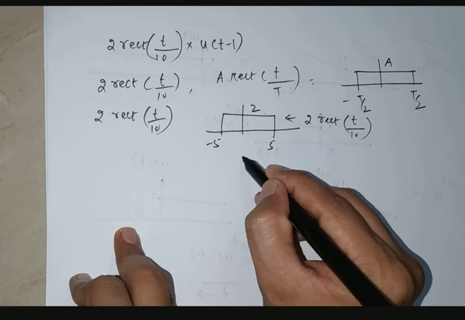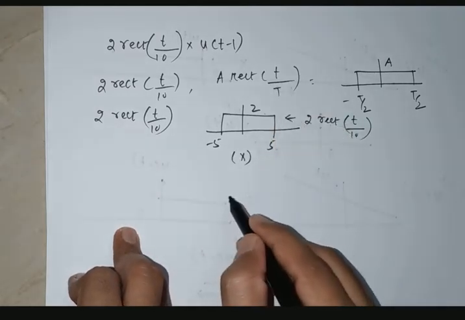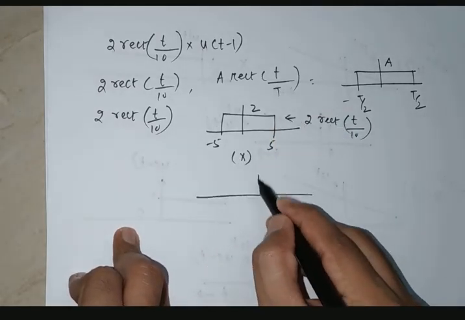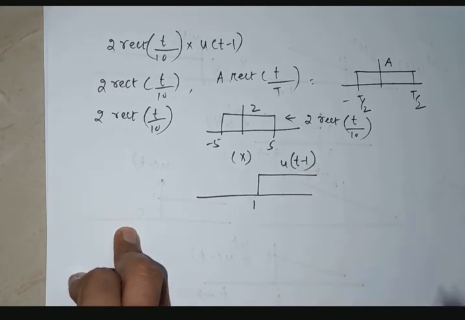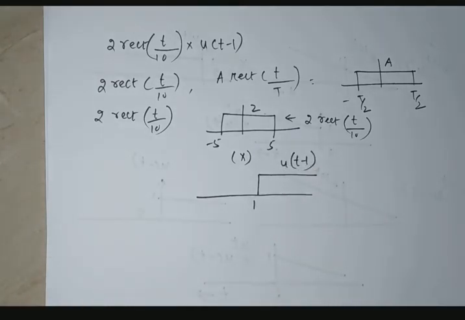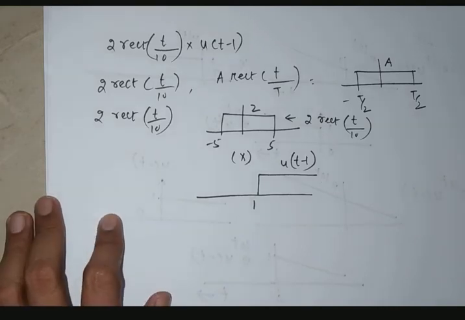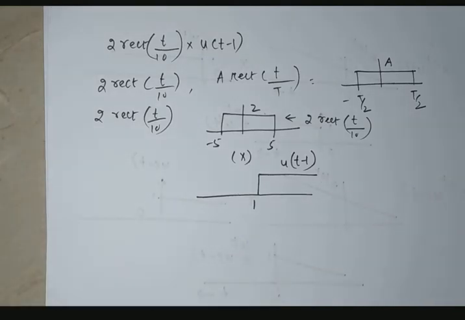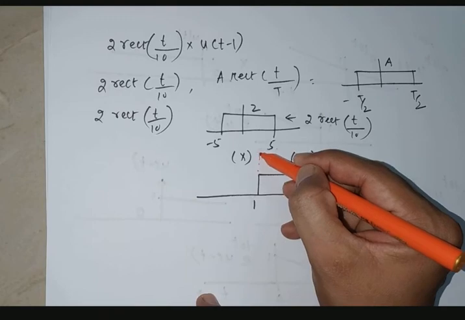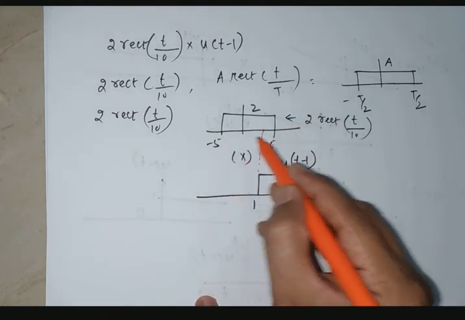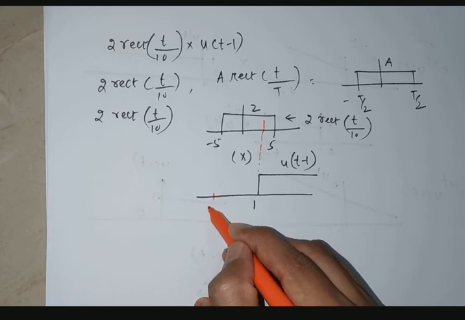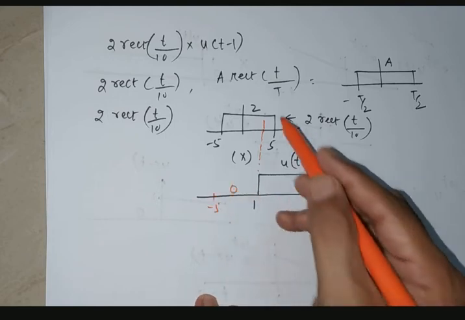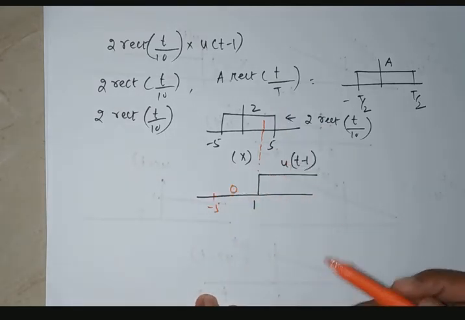Okay, now multiply with u of t minus 1. This is u of t minus 1. Now do the multiplication, same process, yes or not? See, from minus 5 up to 1 the value is 2, and here from minus 5 up to 1 the value is 0. So 2 multiplied by 0 is 0.